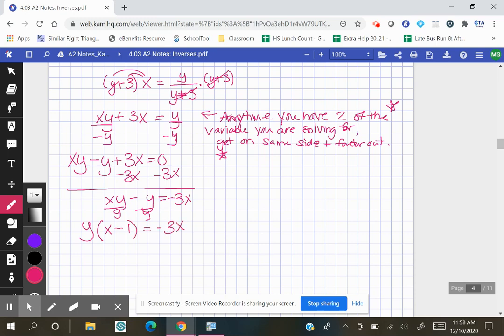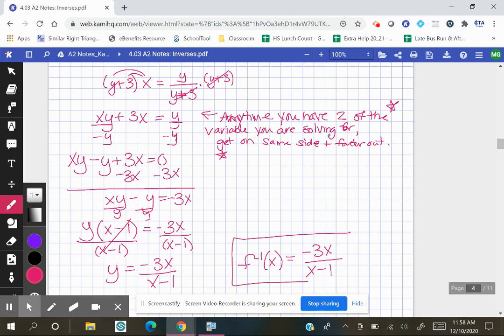Now I've gone from having 2 y's to just 1 y in my equation. Now I can solve for y by dividing by my x minus 1. So I have y equals negative 3x over x minus 1. Last step, replace it with your f negative 1 of x. So the inverse of f of x is negative 3x over x minus 1.